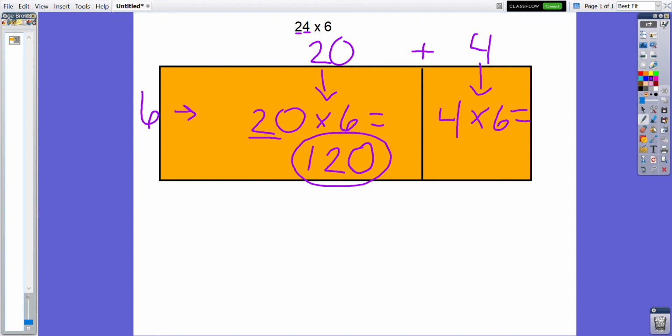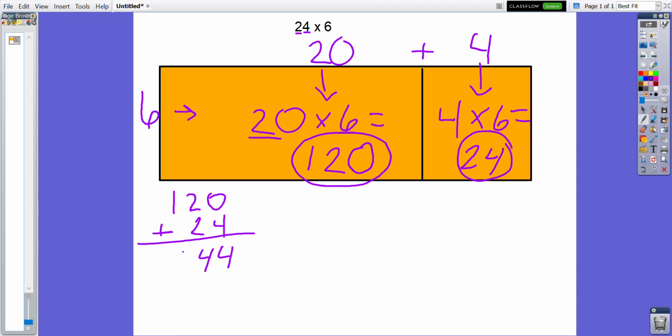The next piece we have is 4 times 6. So that is a basic math problem again. 4 times 6 is going to be 24. So now in the beginning of this video, we decomposed our 24 into 20 plus 4, and I told you that we made it two separate math problems. We did two multiplication steps. Now we need to put those two products together. So I have 120 plus 24. So when I go to add these together, I am going to have 144.